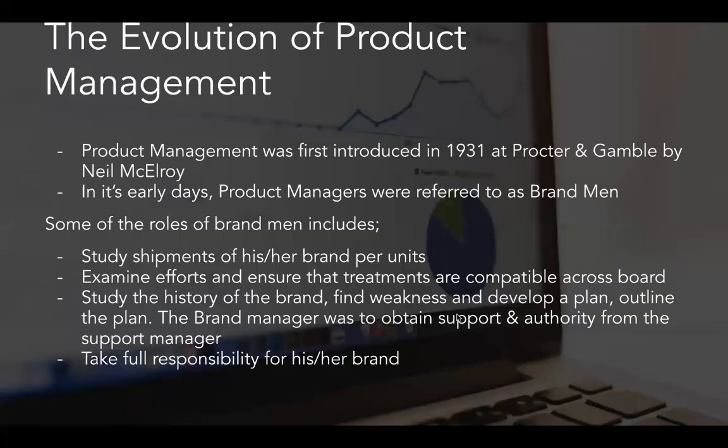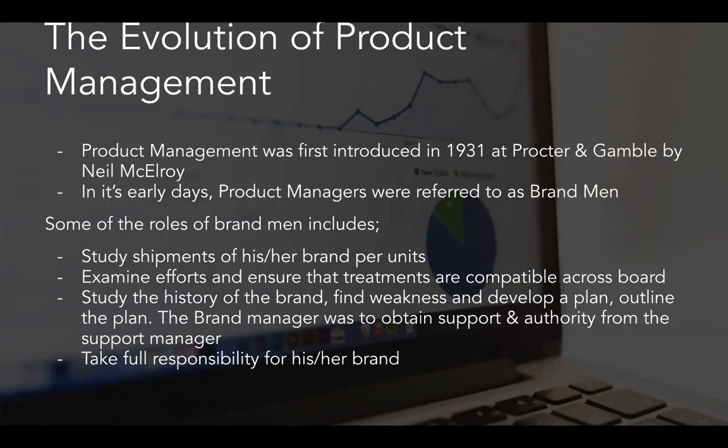So I'm going to first explain how the role of a product manager, of product management, came to be. I don't know if we're all familiar with Procter & Gamble. Procter & Gamble is an FMCG company. As I said earlier, FMCG means fast moving consumer goods. So these are the makers of Ariel, Always pads, or I'm sure you've seen it in the market, people that sell pads, stuff like that. So that's what they do.